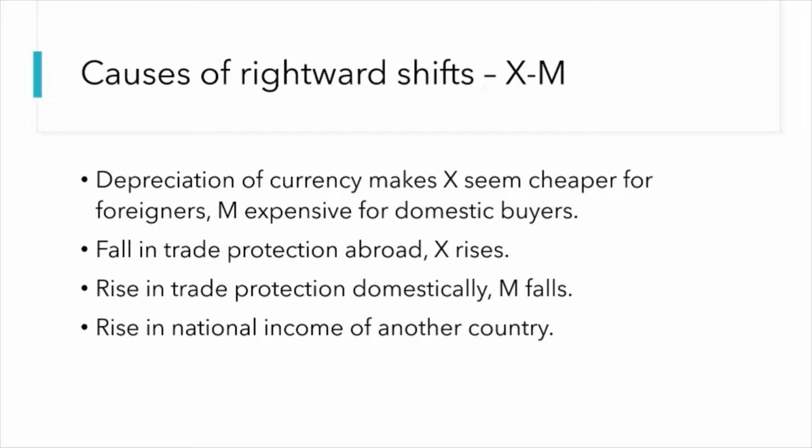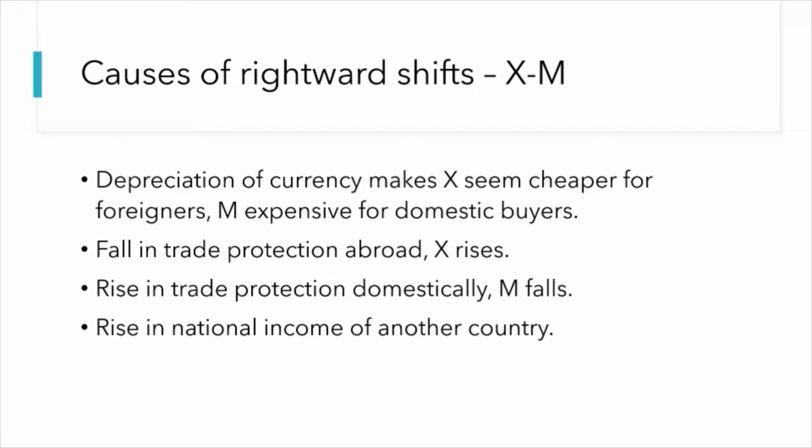What causes net exports to increase? So, depreciation of a currency. For example, if the pound goes down in value compared to the dollar, British output will appear cheaper to Americans, so Americans will import more from Britain, so therefore Britain's exports rise. American output also appears more expensive to British consumers, so British imports fall, and therefore net exports rise.